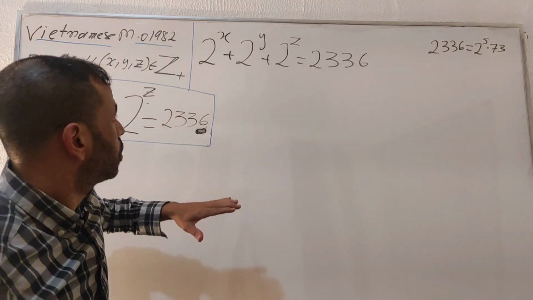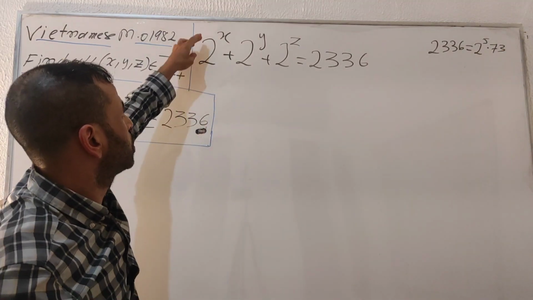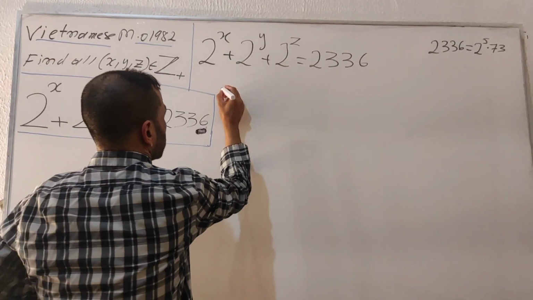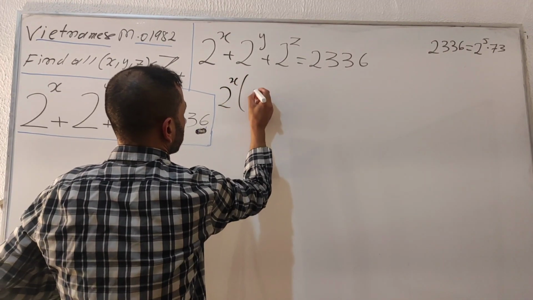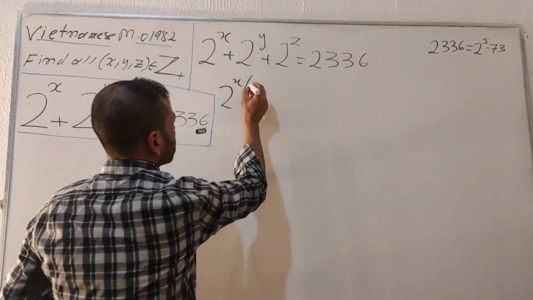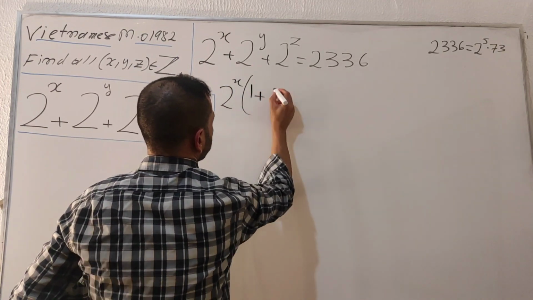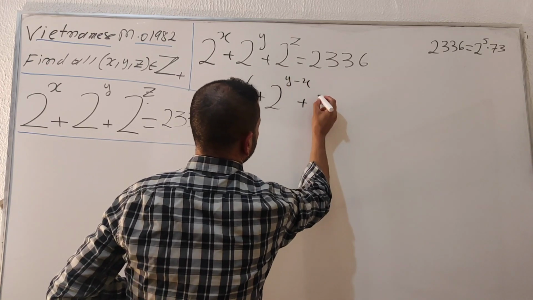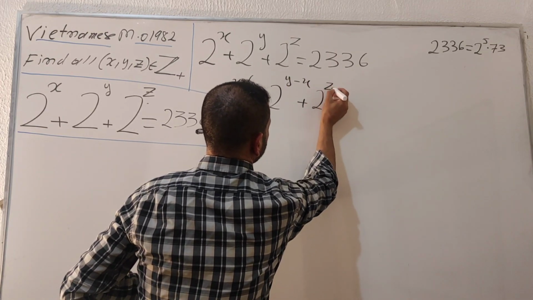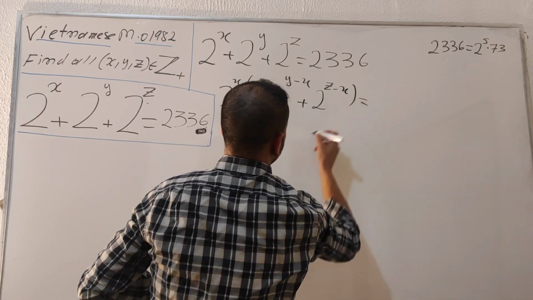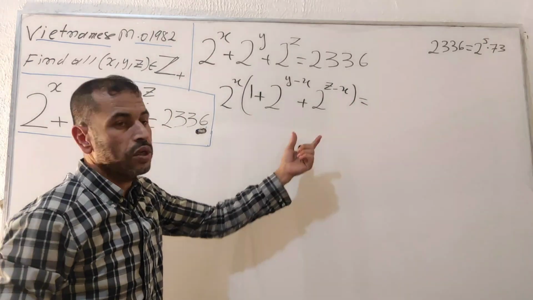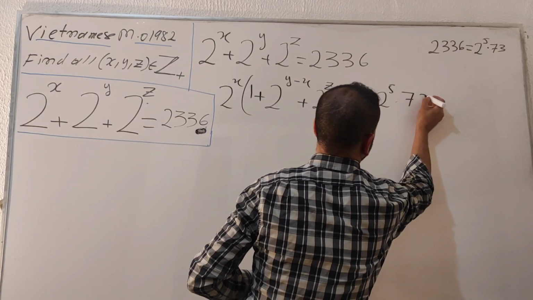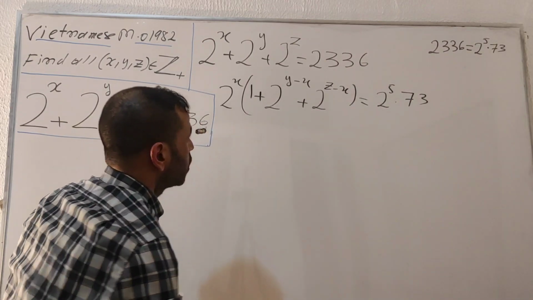Okay, I'm going to solve this equation by taking 2 to the x as a common factor for these three terms. So I get 2 to the x factor. This one is multiplied by number 1, this one by 2 to the y minus x, and this one by 2 to the z minus x. So this equals 2 to the fifth multiplied by 73. Now it's more clear here.